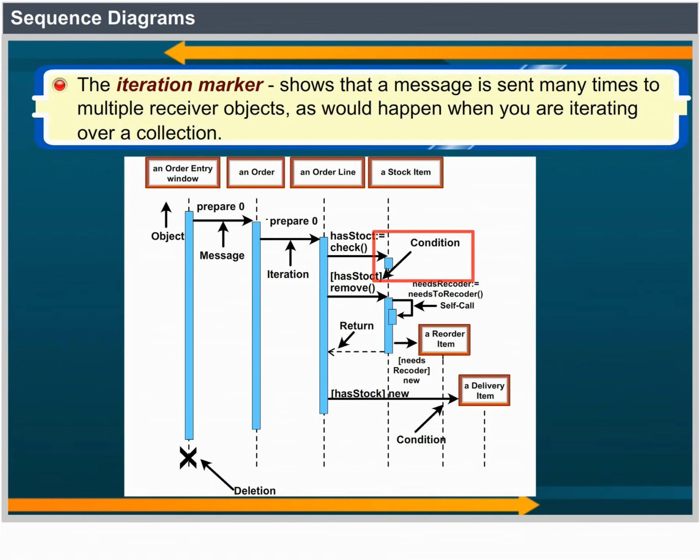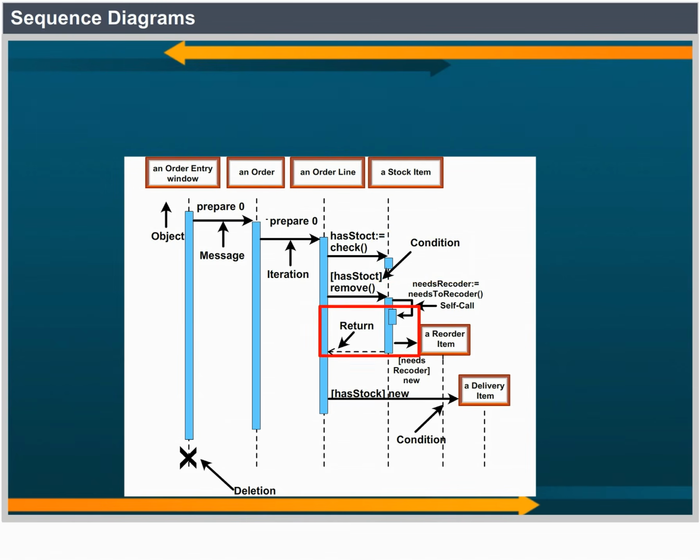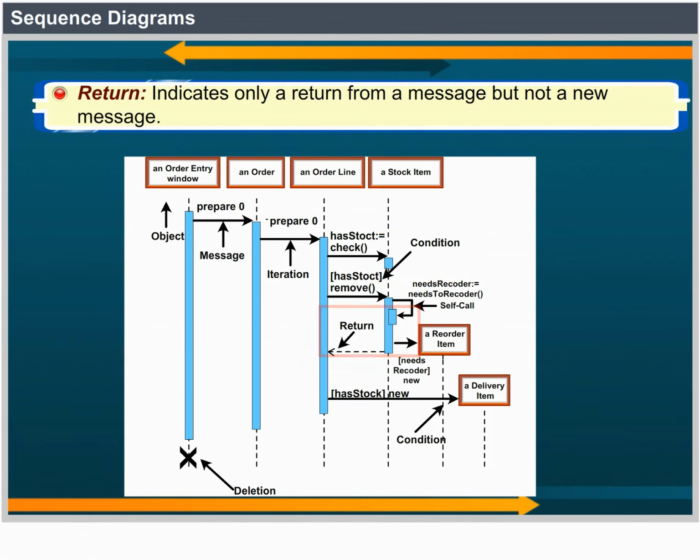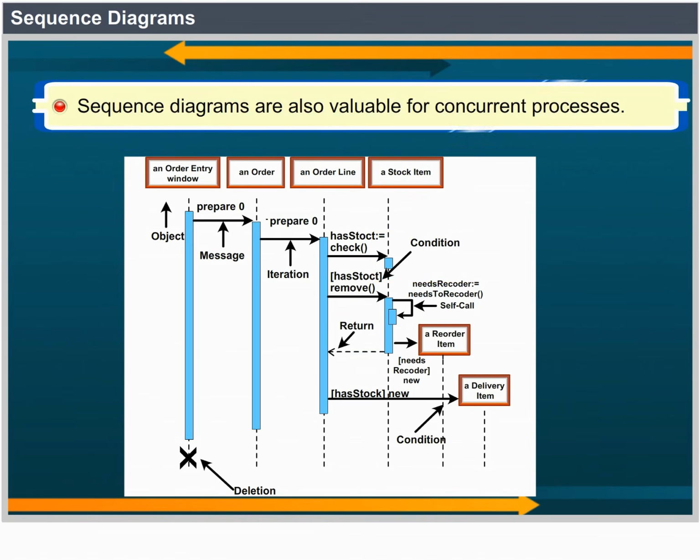The iteration marker shows that a message is sent many times to multiple receiver objects, as would happen when you are iterating over a collection. Return indicates only a return from a message but not a new message. Sequence diagrams are also valuable for concurrent processes.